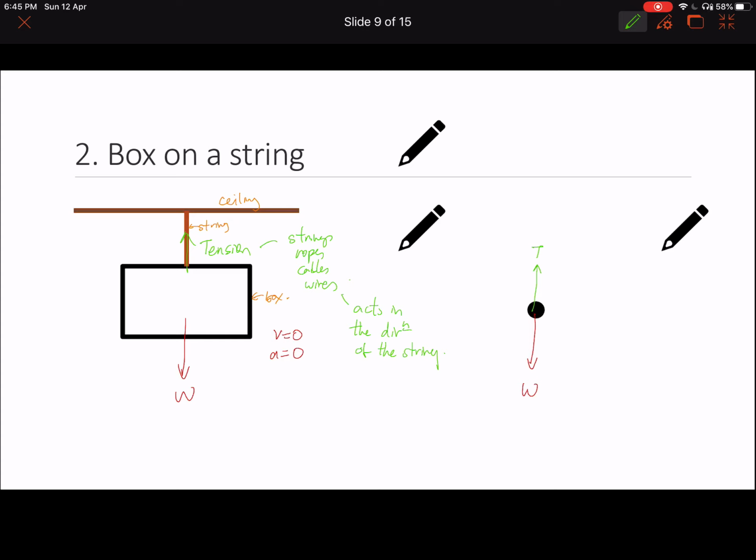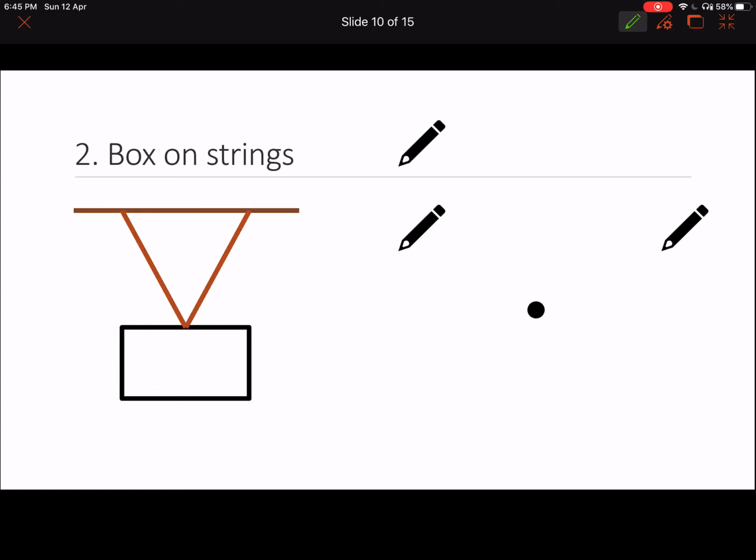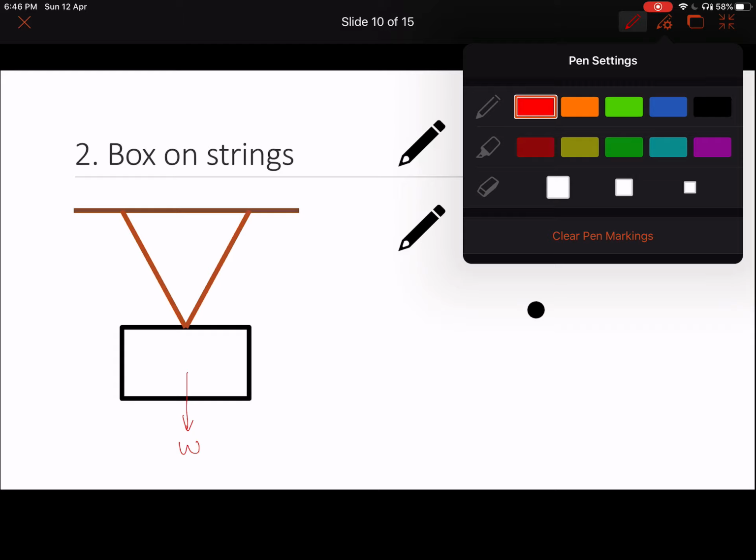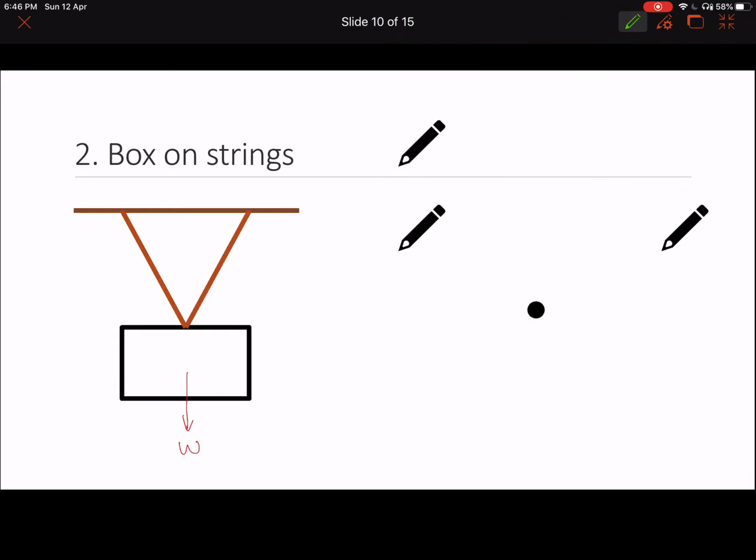Okay, let's build on this further. So now I have a box on two strings. It's been suspended by two strings. So what are the forces acting now? So again, I have my weight. That goes without saying. And then I have my two tension forces. And which direction would they be in? Now remember, the tension always acts in the direction of the strings. So one is going to act this way, and the other one is going to act the other way.